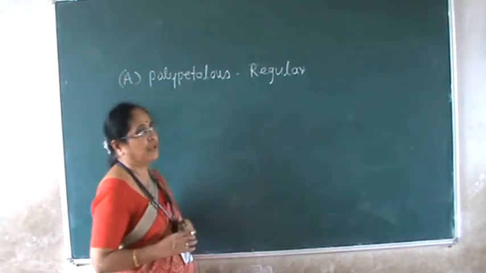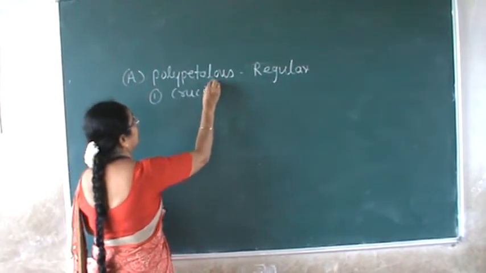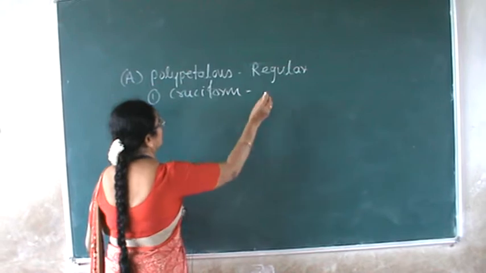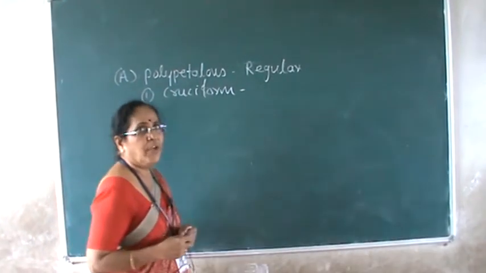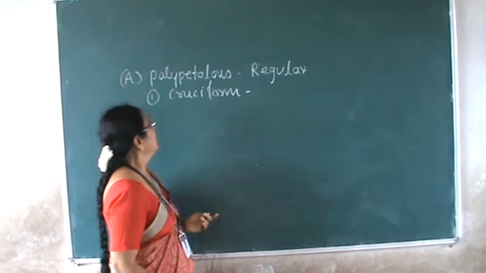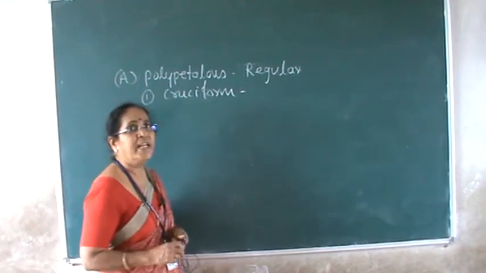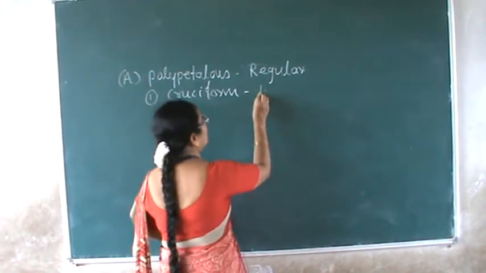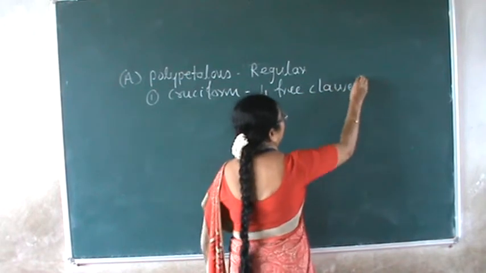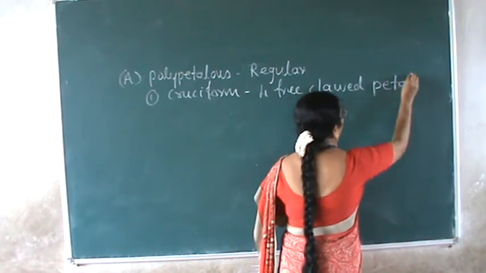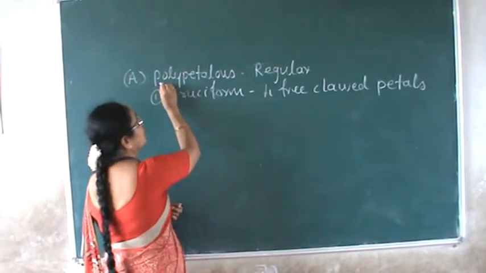Corolla, three different shapes of the corolla. The first one is cruciform shape of the corolla. All these are the shapes of the corolla, and the cruciform shape is cross-like. The cruciform corolla is made up of 4 free clawed petals. We need not write it as free because it is already there.